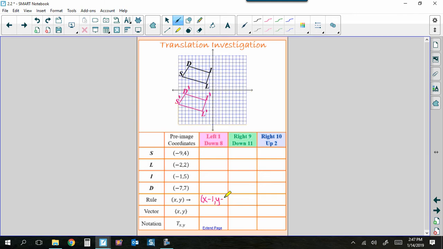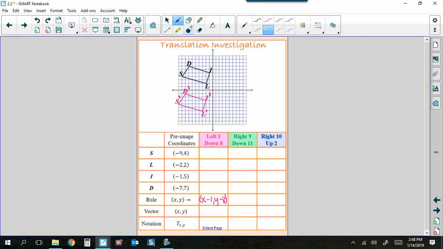So what you can do is you can take all of your x values from your pre-image and subtract 1. So -9 minus 1 is -10. -2 minus 1 is -3. -1 minus 1 is -2. And -7 minus 1 is -8.